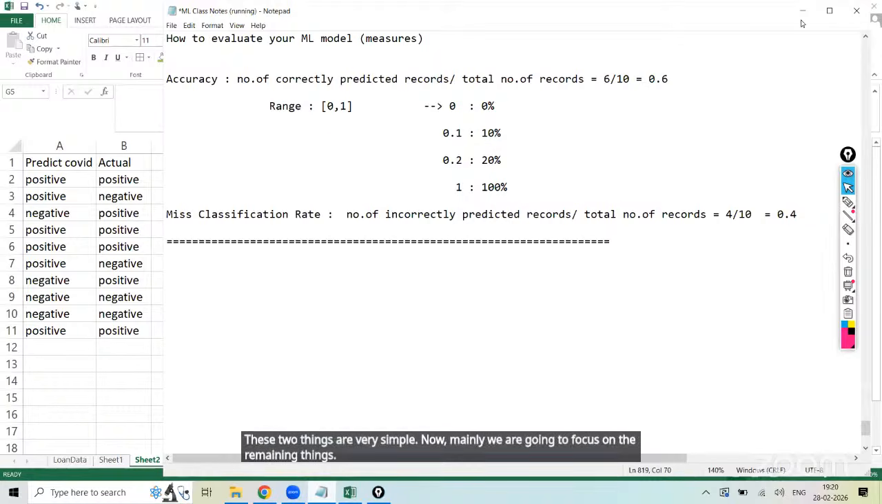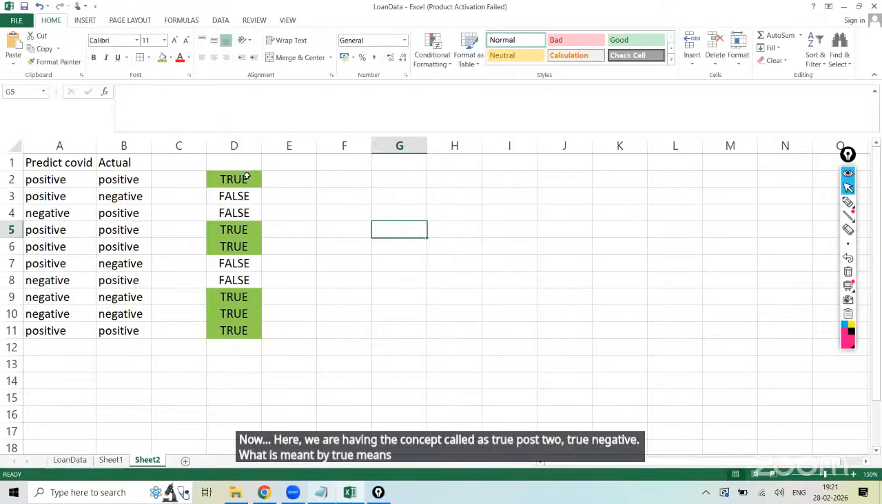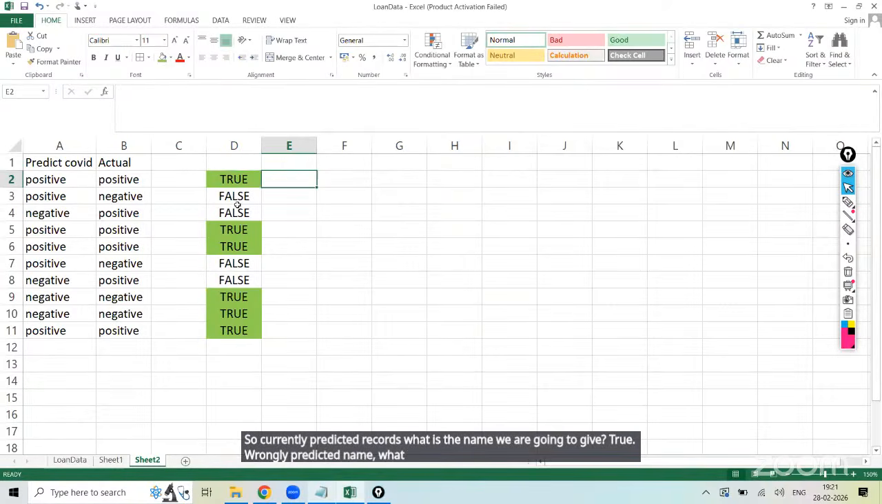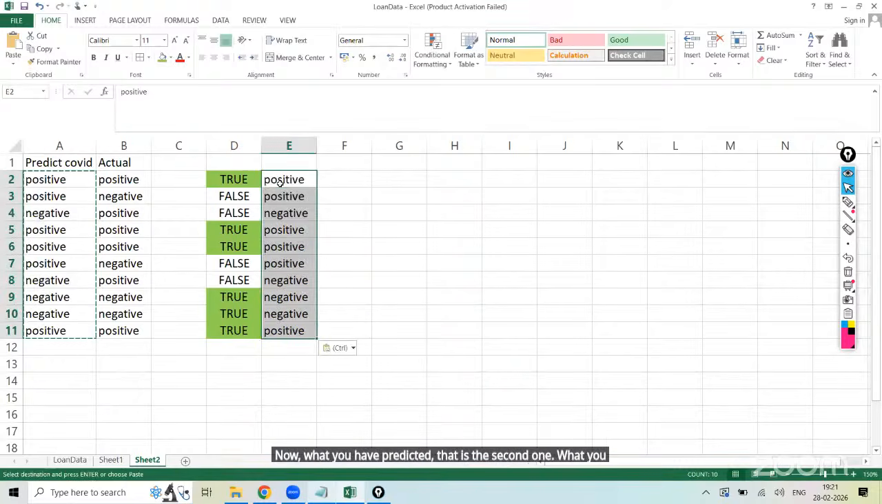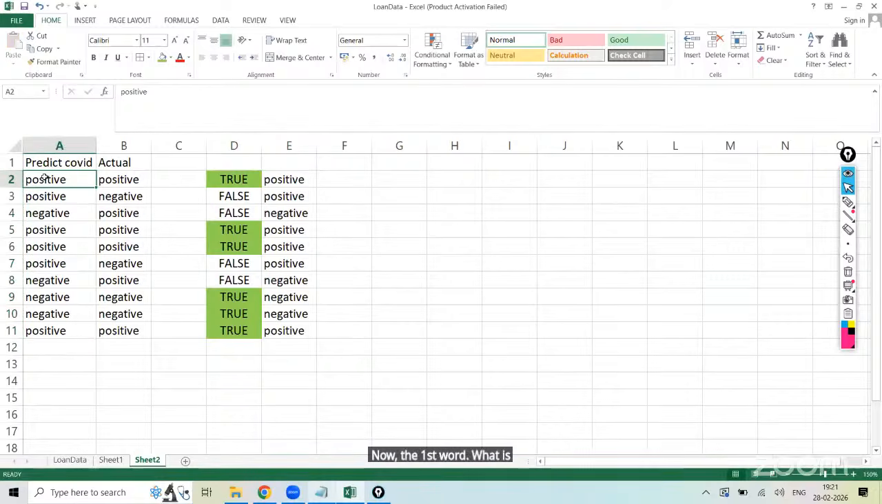Now, here we have the concepts called true positive, true negative. What is meant by true? It means correctly predicted. So what name are we going to give correctly predicted records? True. Wrongly predicted records? False. What you have predicted is the second word. Now, the first word: the original value is positive.